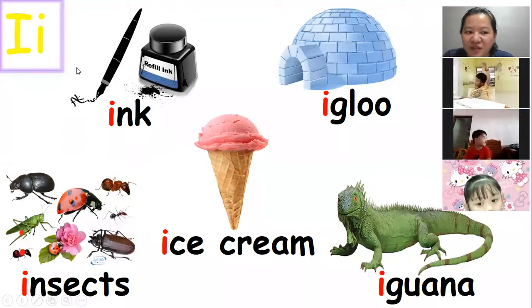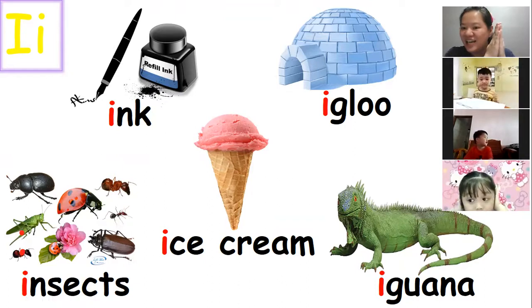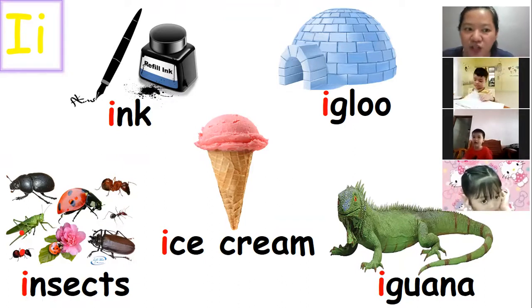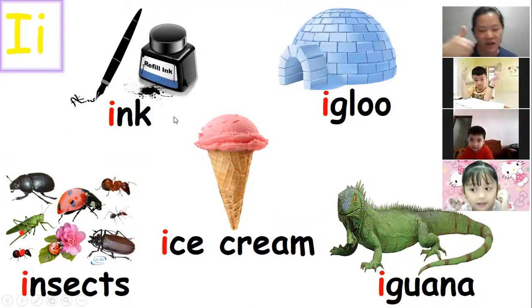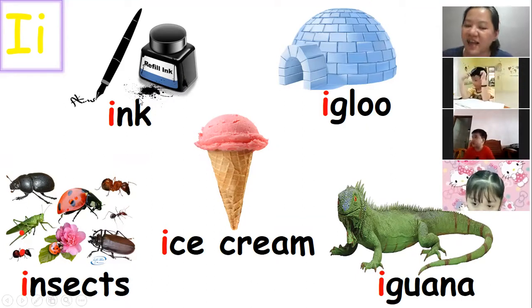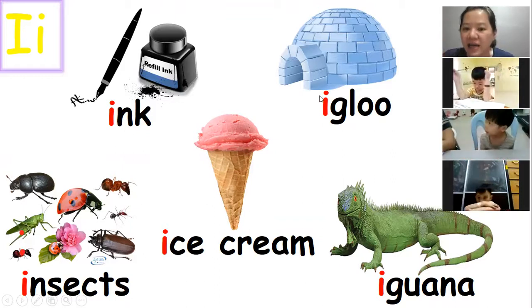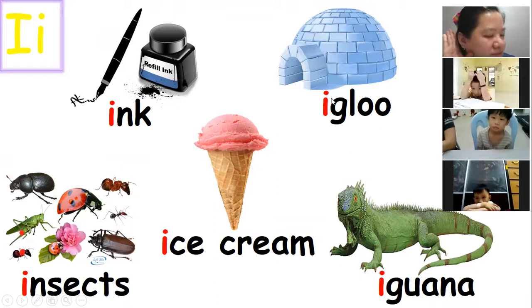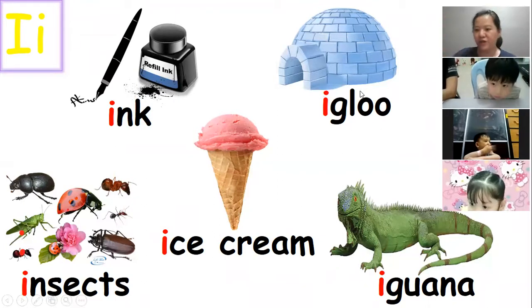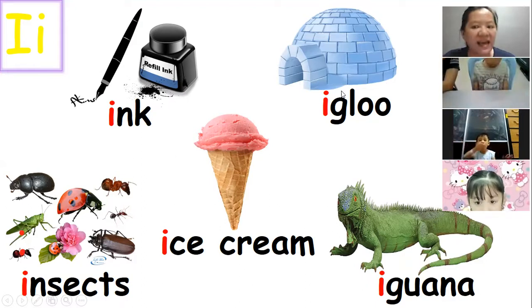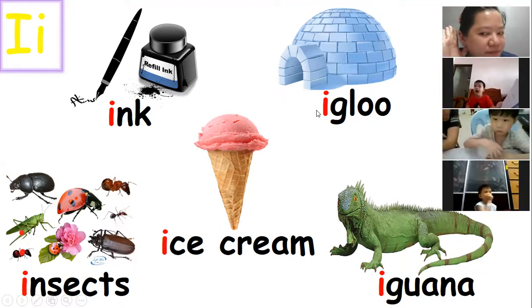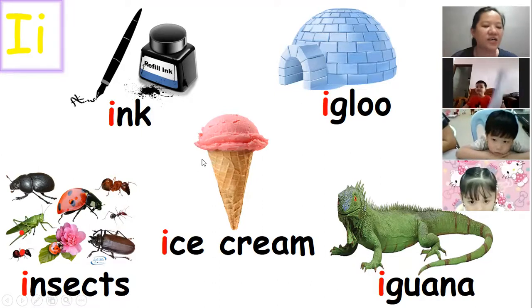Okay, so all of you children, can you sing? Hello. Okay, children, you can say I E ink. I E ink. Very good. Say it again. I E ink. Very good. Okay, then again. I E igloo. I E igloo. Very good. Oh, Terrence, can you read or not? I E igloo. Okay, good. And this is.